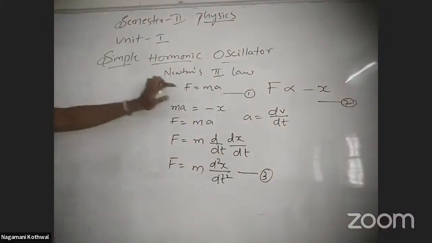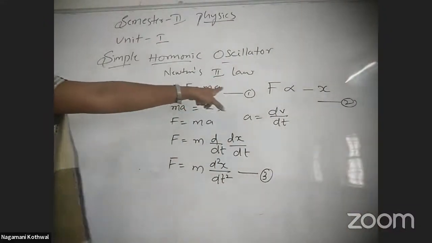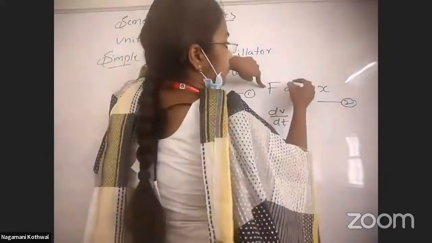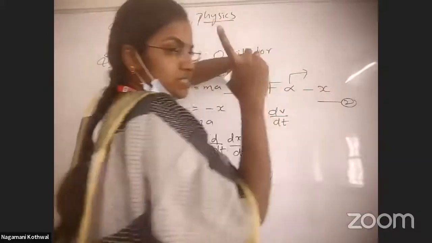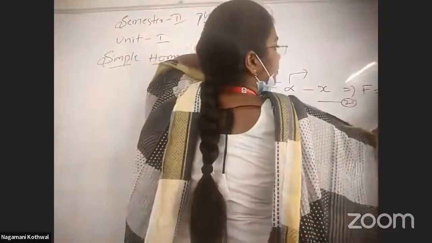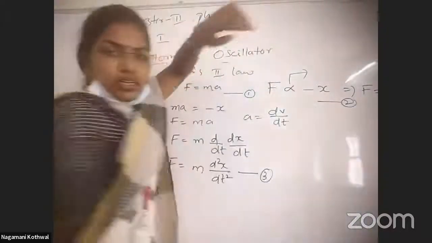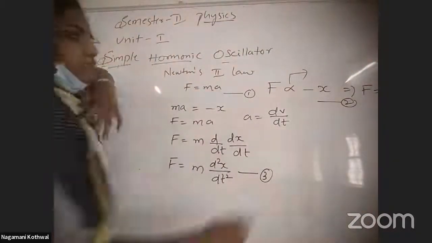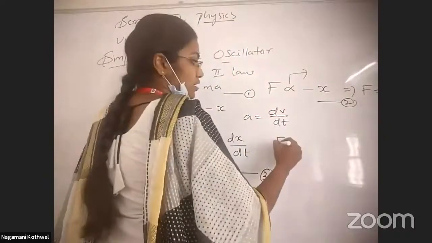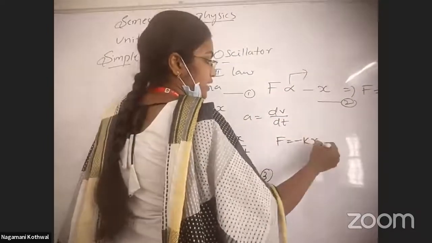From this you can write like this: F is equal to minus k. See, if you remove the proportionality symbol, you will get one constant. That is, F is equal to minus kx. If you remove the proportionality, this k is the spring force constant. K is a spring force constant. F is equal to minus kx.